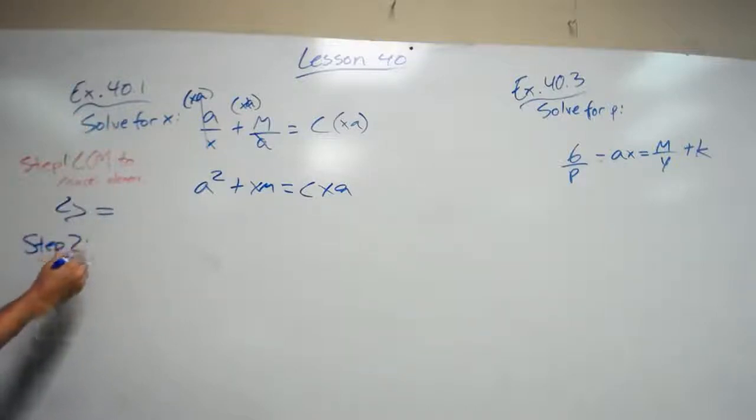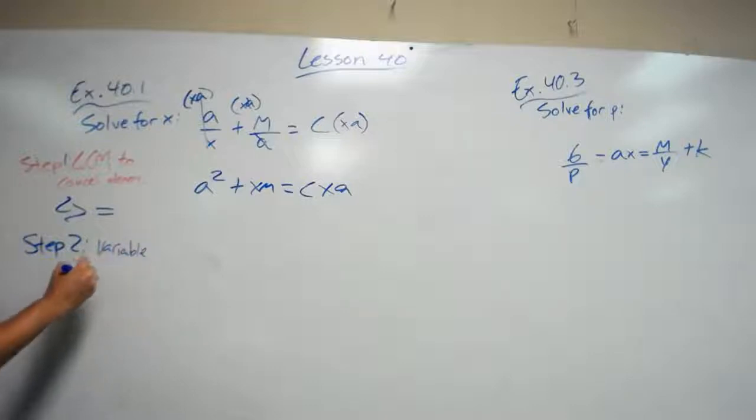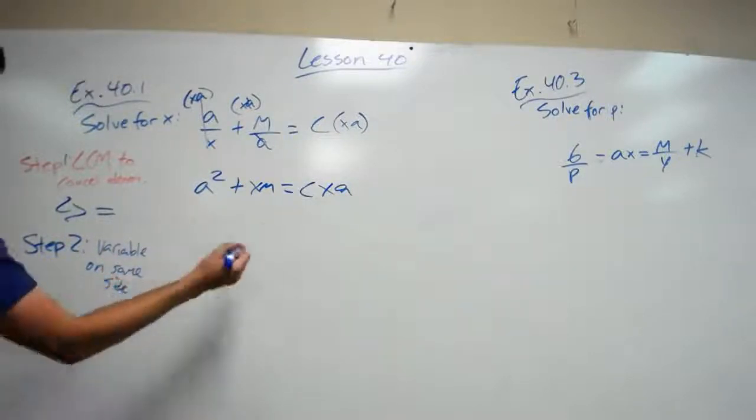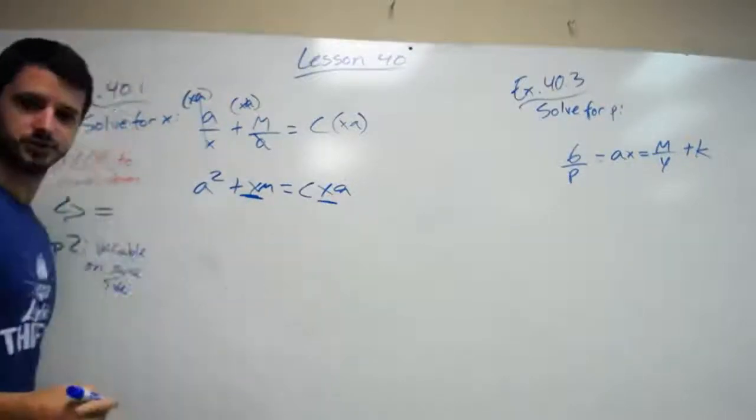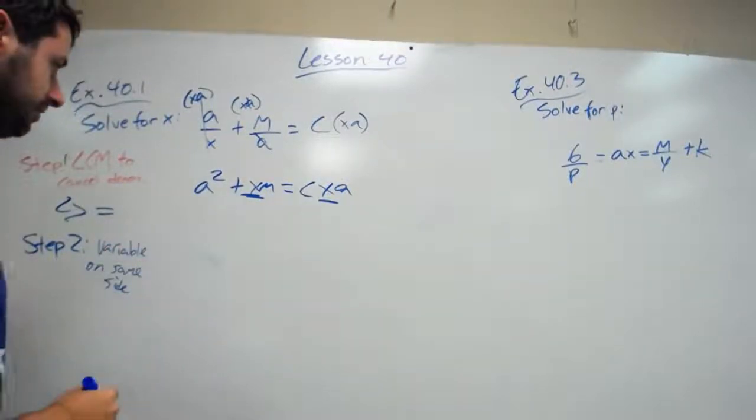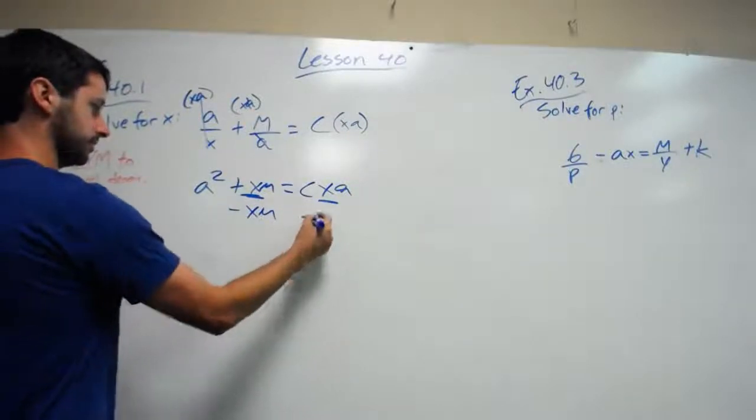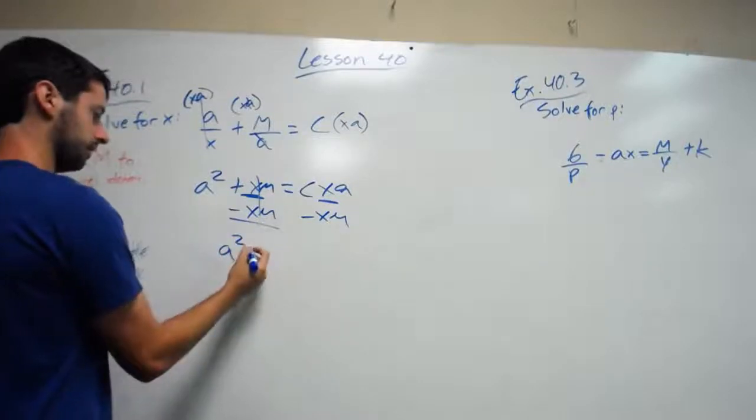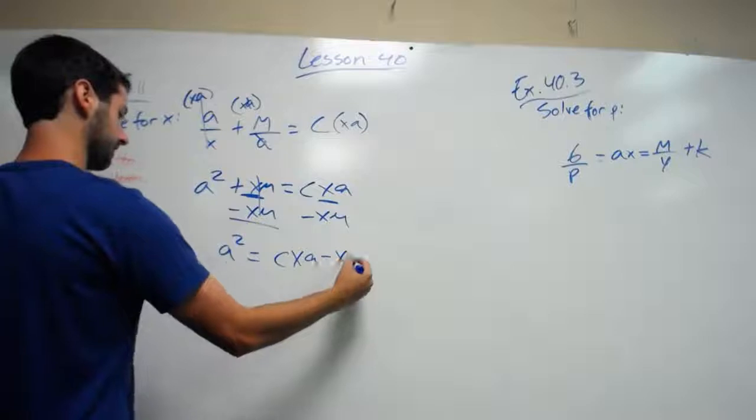all of the variable we're looking for on the same side. So we are looking to solve for x, so we need all the x's on one side. We would do the opposite here: subtract xm, subtract xn. So this goes out. So we get a squared equals cxa minus xn.